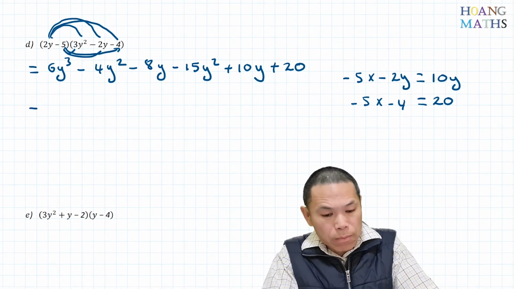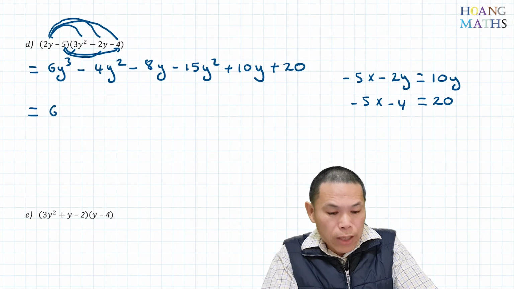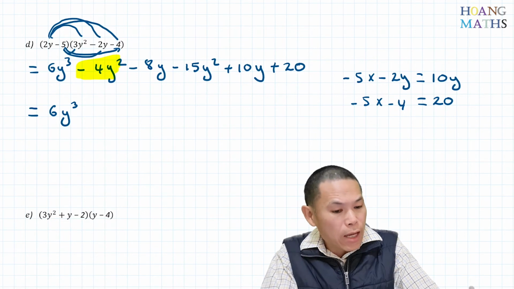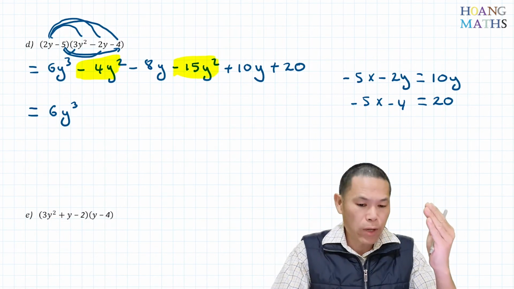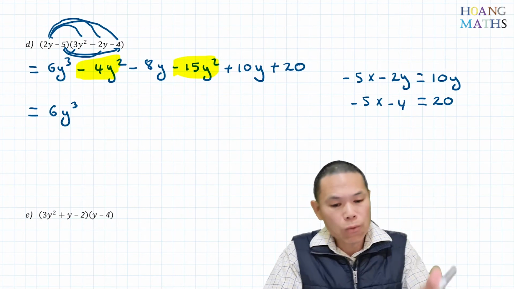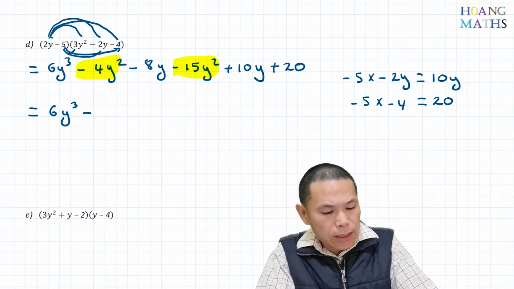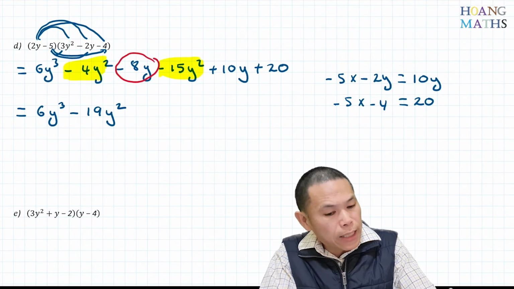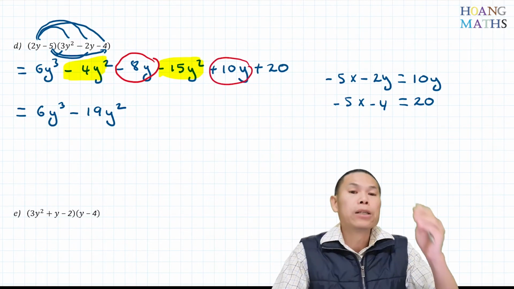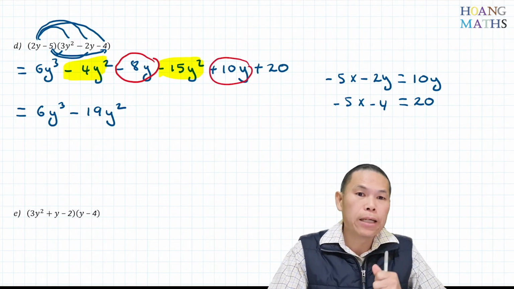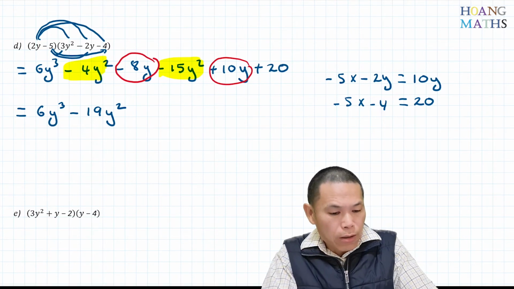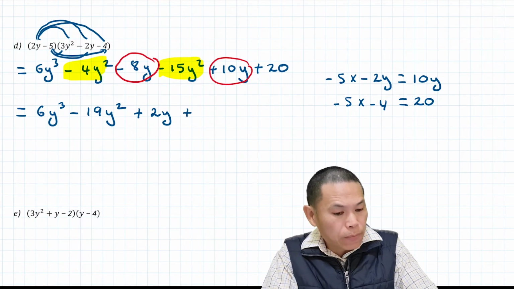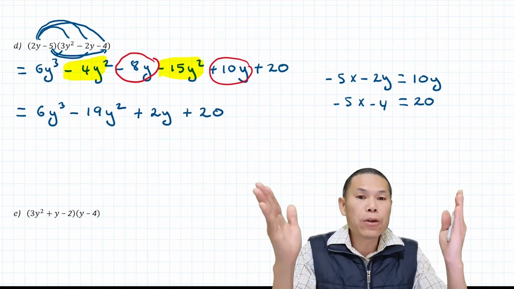So 6y to the power 3, there's no like terms, so we just write 6y to the power 3. But then we have here negative 4y squared and minus 15y squared. So that becomes minus 19y squared. Let me just write this down. And we have minus 8y and plus 10y. In other words, 10 minus 8, so it's 2. So the answer is plus 2y. And then the 20, we just need to write this down. Plus 20. There you go.